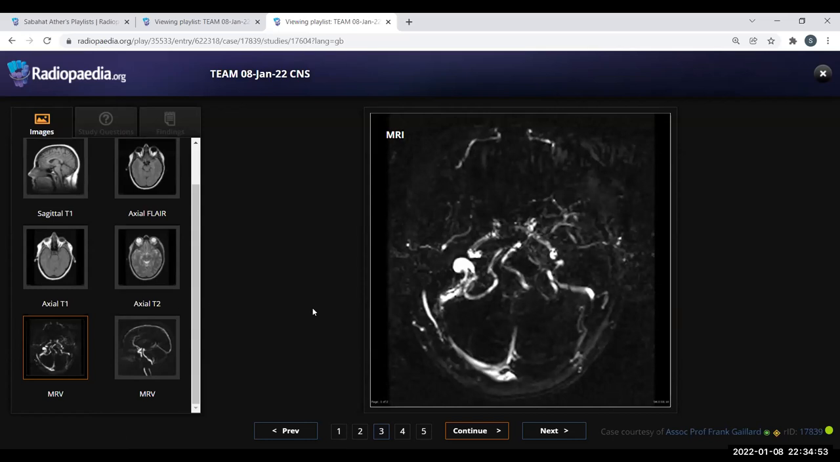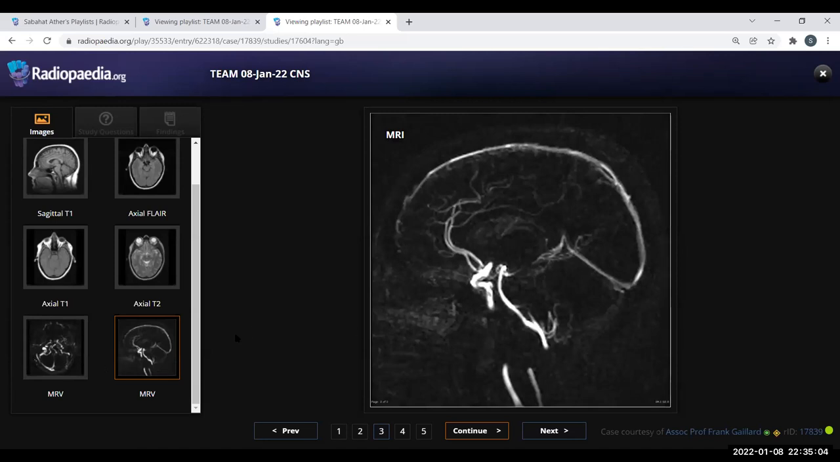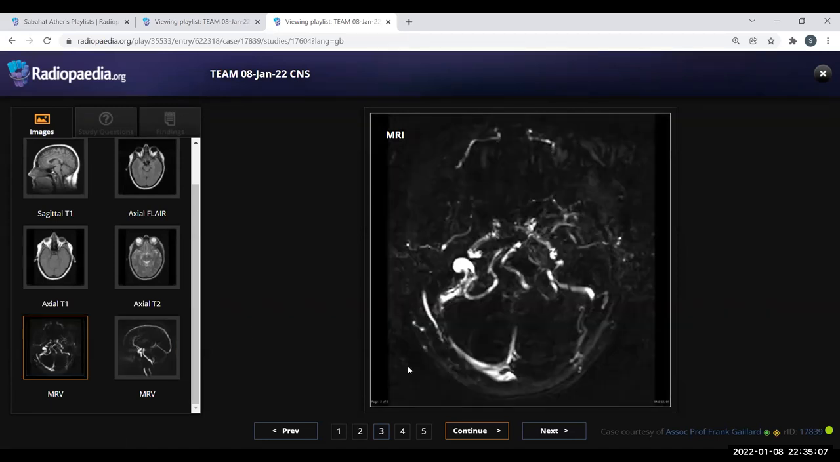MR venogram, just to see if there is any associated thrombosis. I think the left transverse sinus is not well opacified. I think there is some filling defect in it, maybe thrombosis in the transverse sinus. My word for it, it's hypoplastic, okay? Anything wrong with the right transverse sinus, which would fit in with your differential? You are going well.